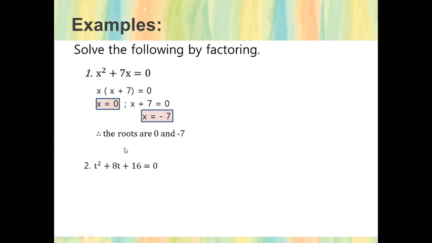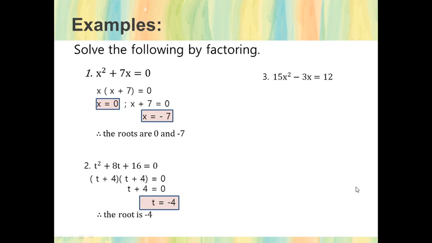Next, t squared plus 8t plus 16 is equal to 0. We factor, therefore we have t plus 4 times t plus 4 is equal to 0. Since the two factors are identical, we can now solve for the value of t, which is negative 4. And negative 4 is the real solution. If we are going to substitute negative 4 to the original equation, it would result to a true mathematical statement.